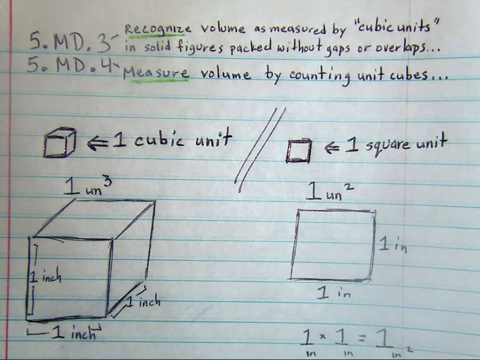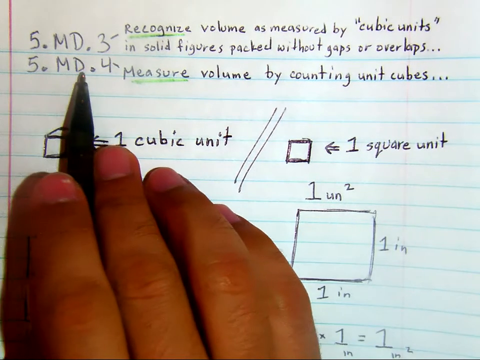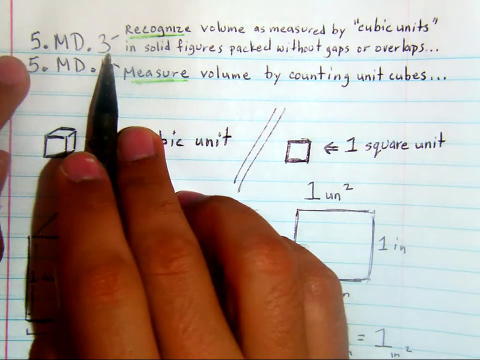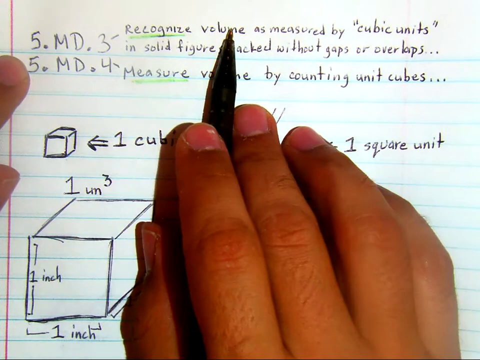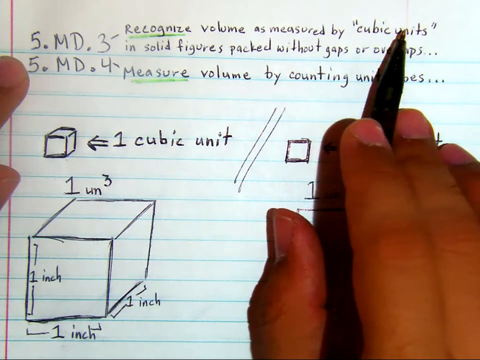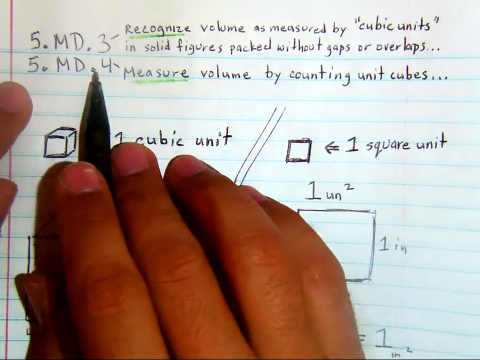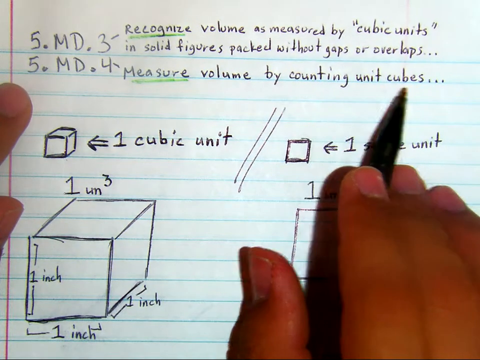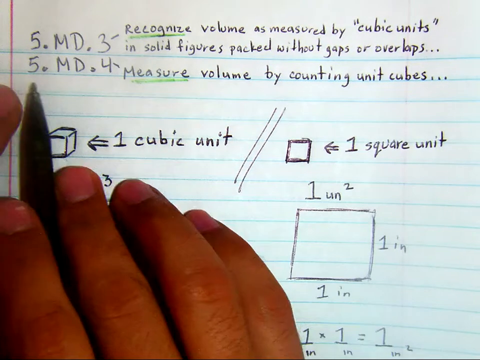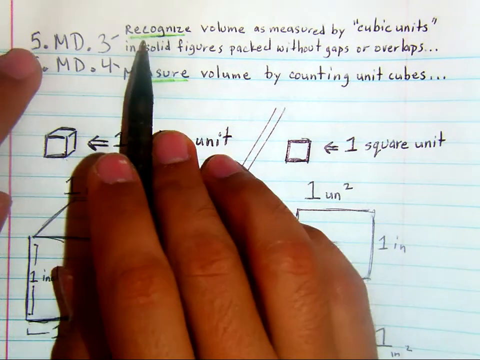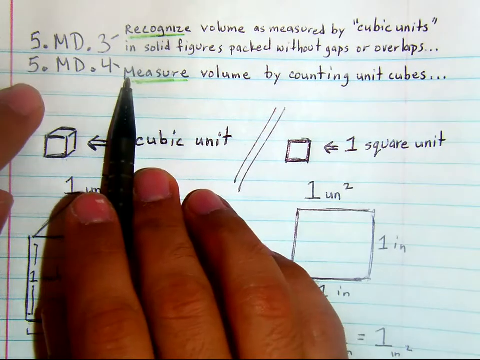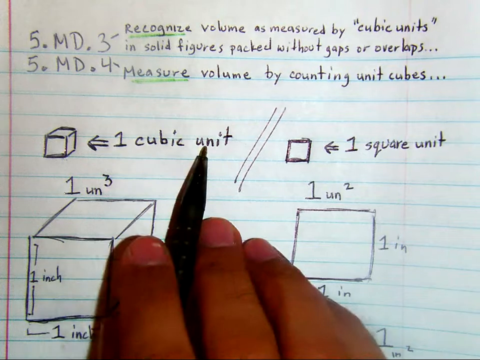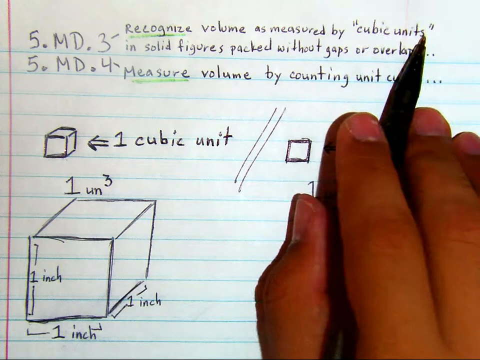Now 5.MD.3 and 5.MD.4, I'm pairing these two standards together because one is simply recognizing volume as measured by cubic units, and the other standard is measuring volume by counting unit cubes. So they're essentially the same skill broken up into one, understanding, and two, application. So let's take a look at what a cubic unit is according to the standard.